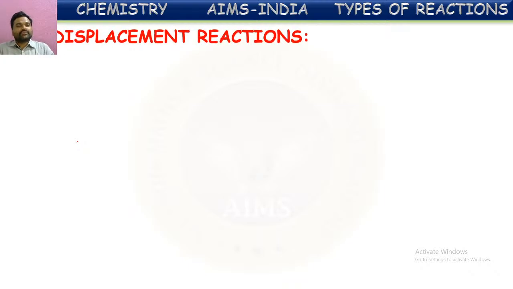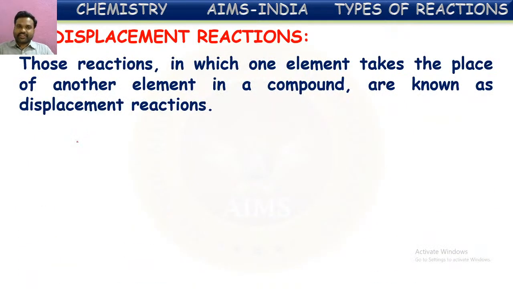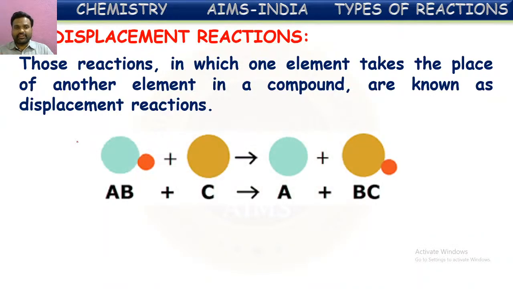Next, let us see the third type, that is displacement reactions. Those reactions in which one element takes the place of another element in a compound are known as displacement reactions. That means the chemical reactions in which one element takes the place of another element in a compound are known as displacement reactions, or simply simple displacement reactions.